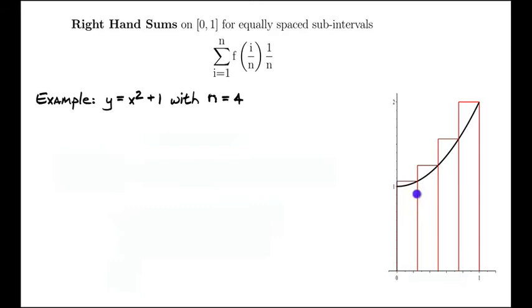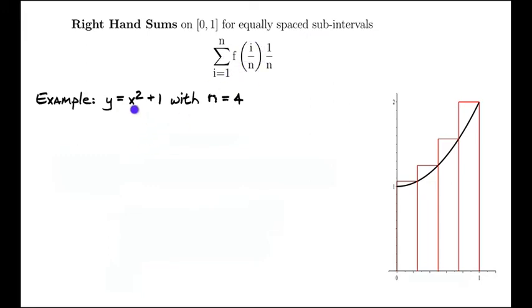And to get the height of each box, we look at the right of the box. So we go to the right of the box and we evaluate the function at the right side of the box. So the right side of the first box is 1/4, so we'll evaluate that at f of 1/4, and then we'll evaluate the next one at f of 1/2, f of 3/4, and f of 1. That's what this sum is going to be. So let's take a look at it.